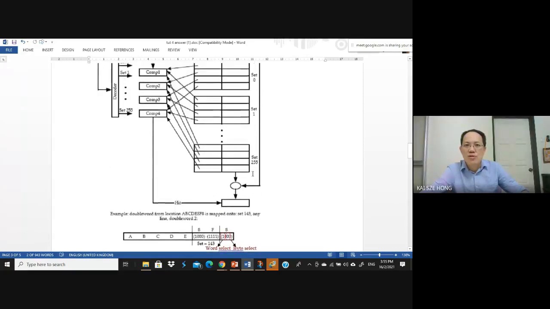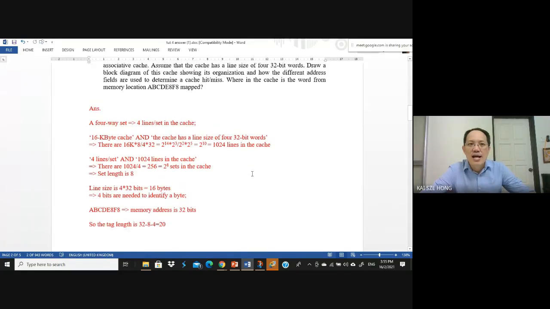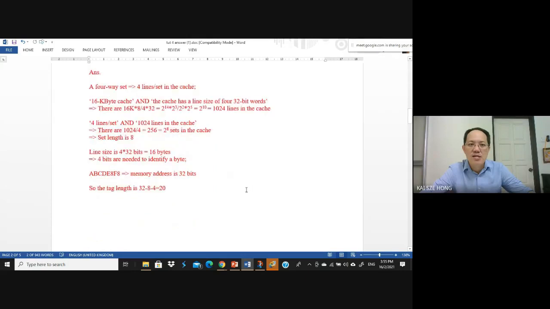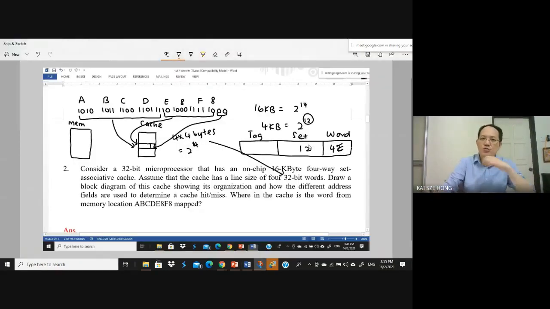Okay, you can have a look at this. So the answer is that 4-way set associative is 4 lines per set in the cache. So it is a 16 kilobyte cache, and the cache has a line size of 4 32-bit words. That's why it has 1024 lines in the cache. So 4 lines per set and 1024 lines in the cache. So at the end, this is the answer. Any question on this answer? Why is it 8 here? Here we get 12. It's 16 kilobyte 4-way, so 8. Later we will see how it works.